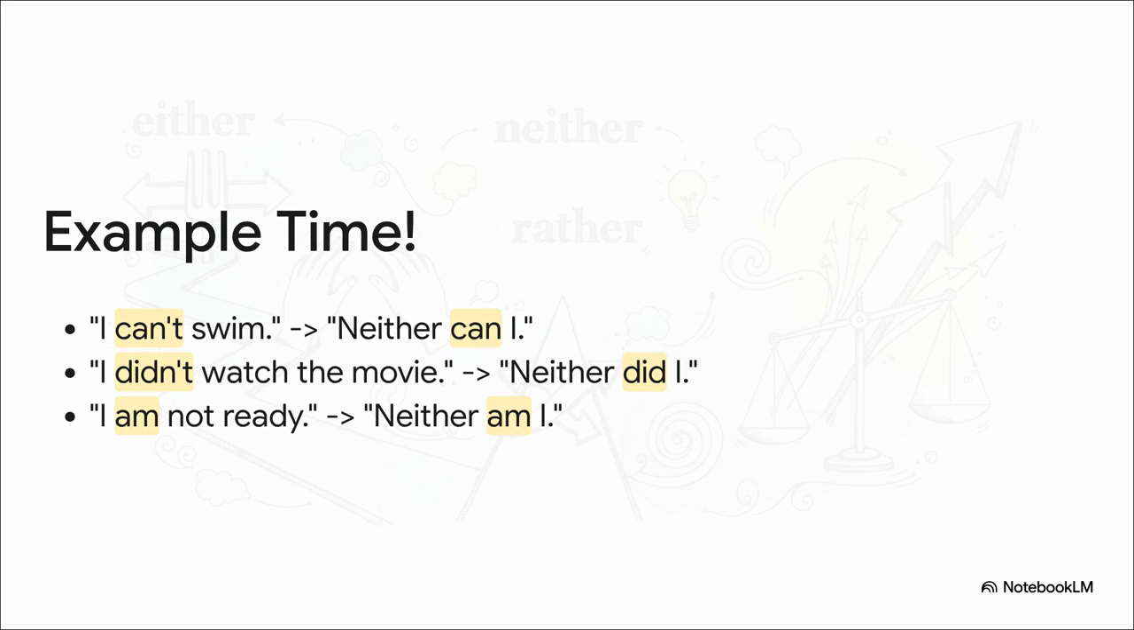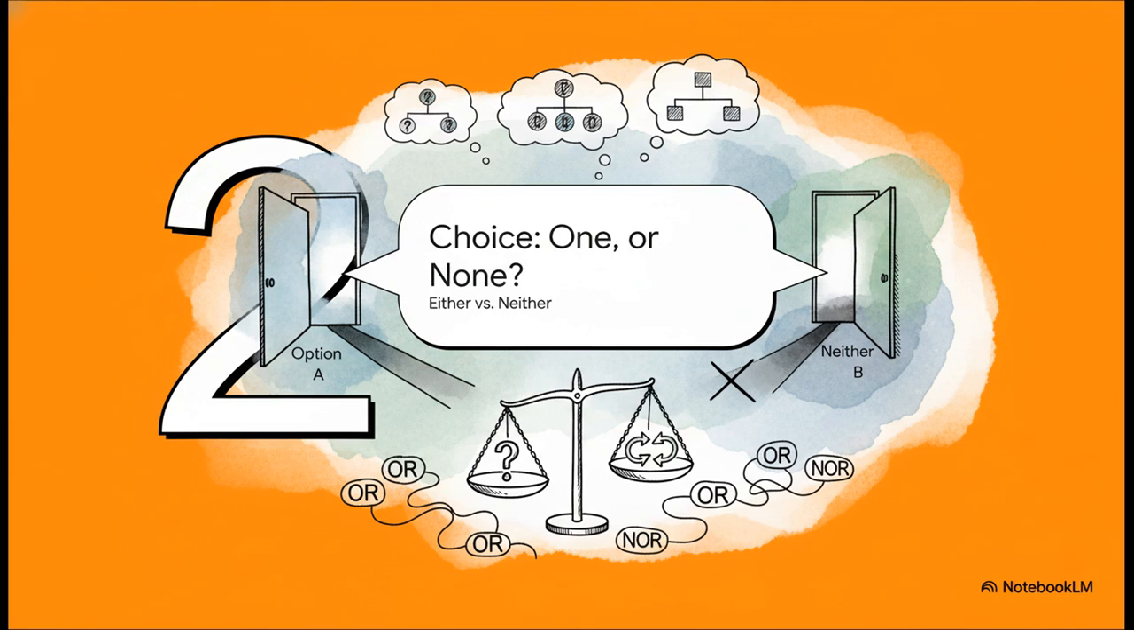See how the pattern works? If someone says, I can't swim, you grab that can and say, neither can I. If they say, I didn't watch the movie, you grab the did and say, neither did I. I am not ready, neither am I. You just find that little helping verb, copy it, and you are good to go. Okay, so that's agreement. We've got that handled.